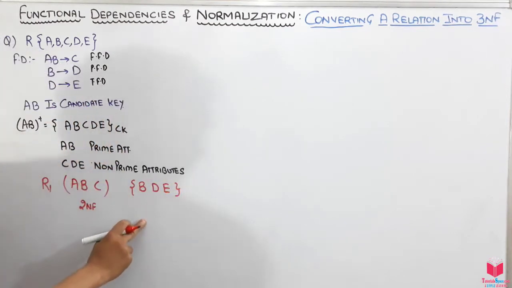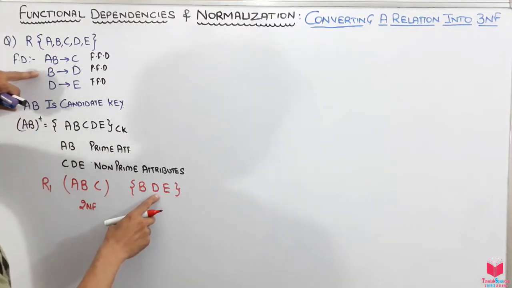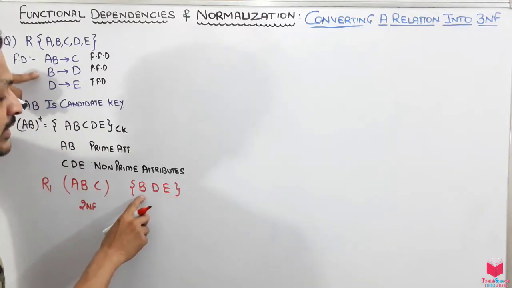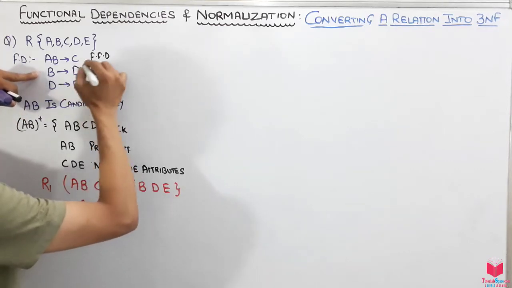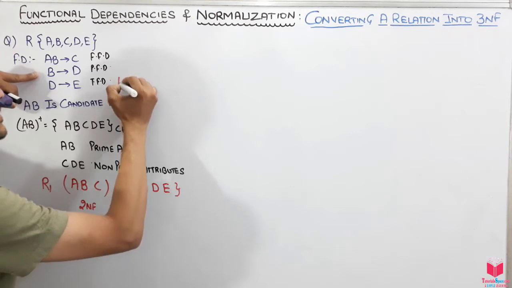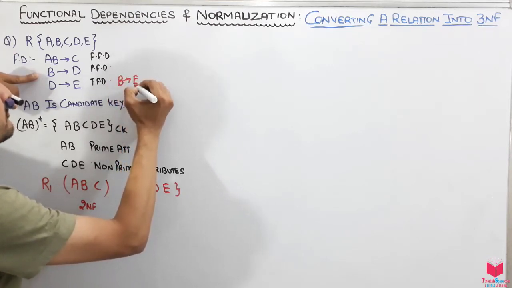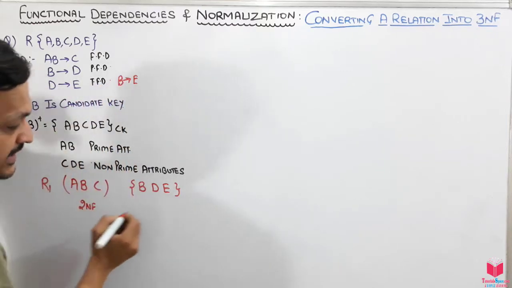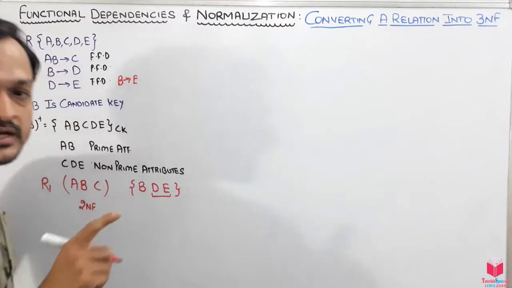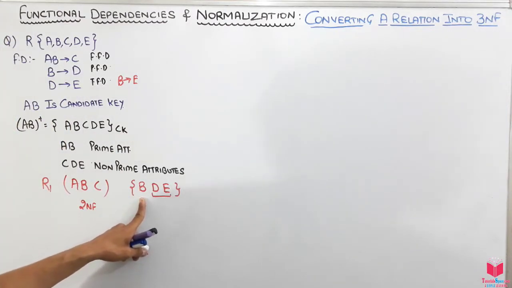B is the prime key here. So we can find the value of D by B. Can we find the value of E by D, and D by B? Yes. From this to this, I can evaluate that E can be found by transitivity. Okay guys, so these are the two non-prime key attributes which are fully functionally dependent upon the prime key attribute.